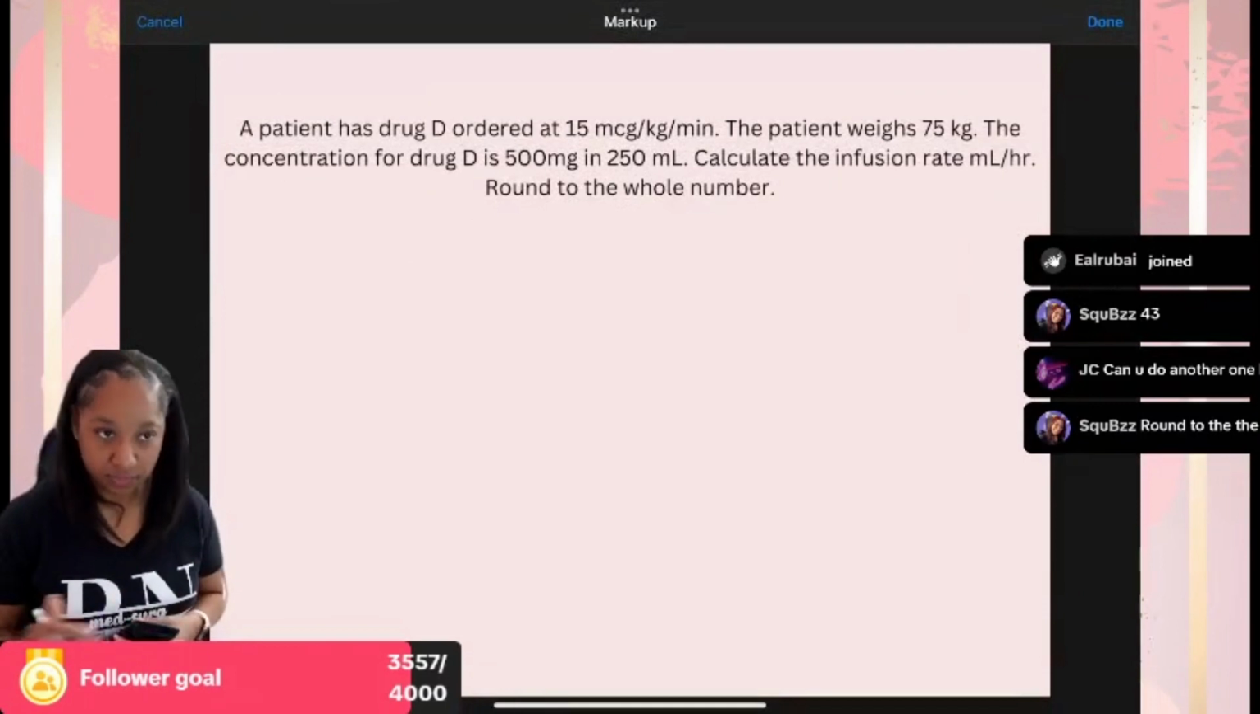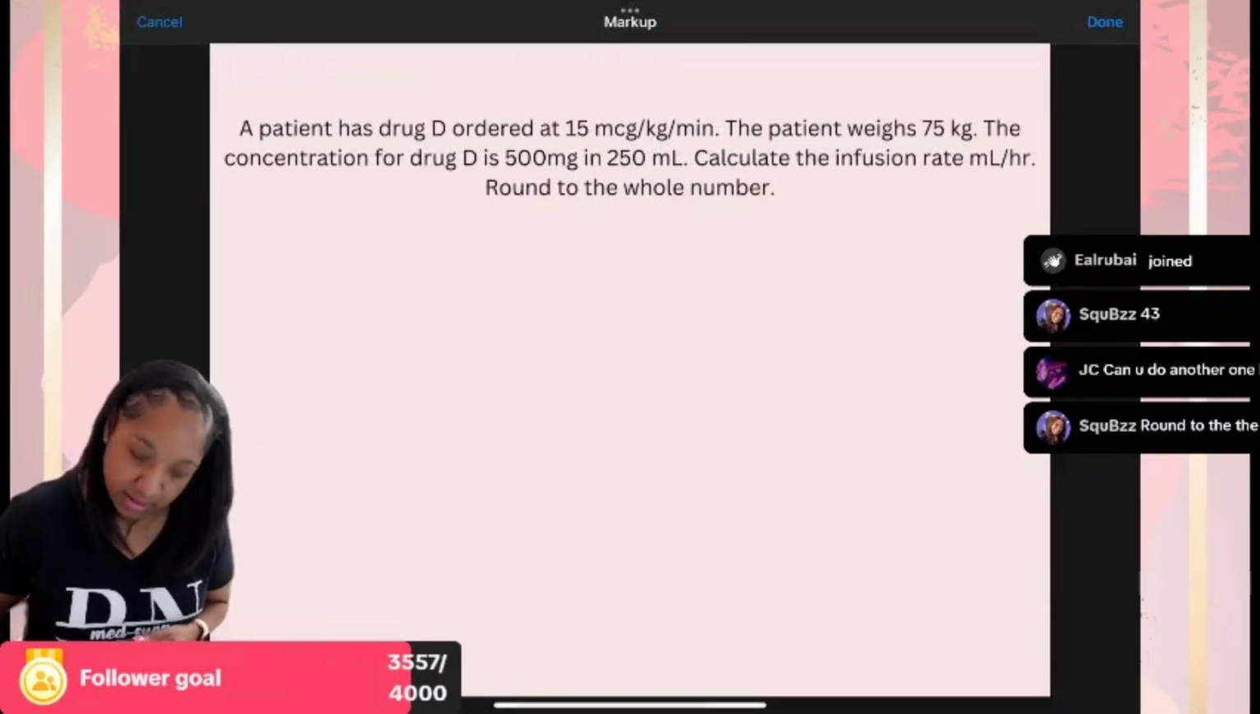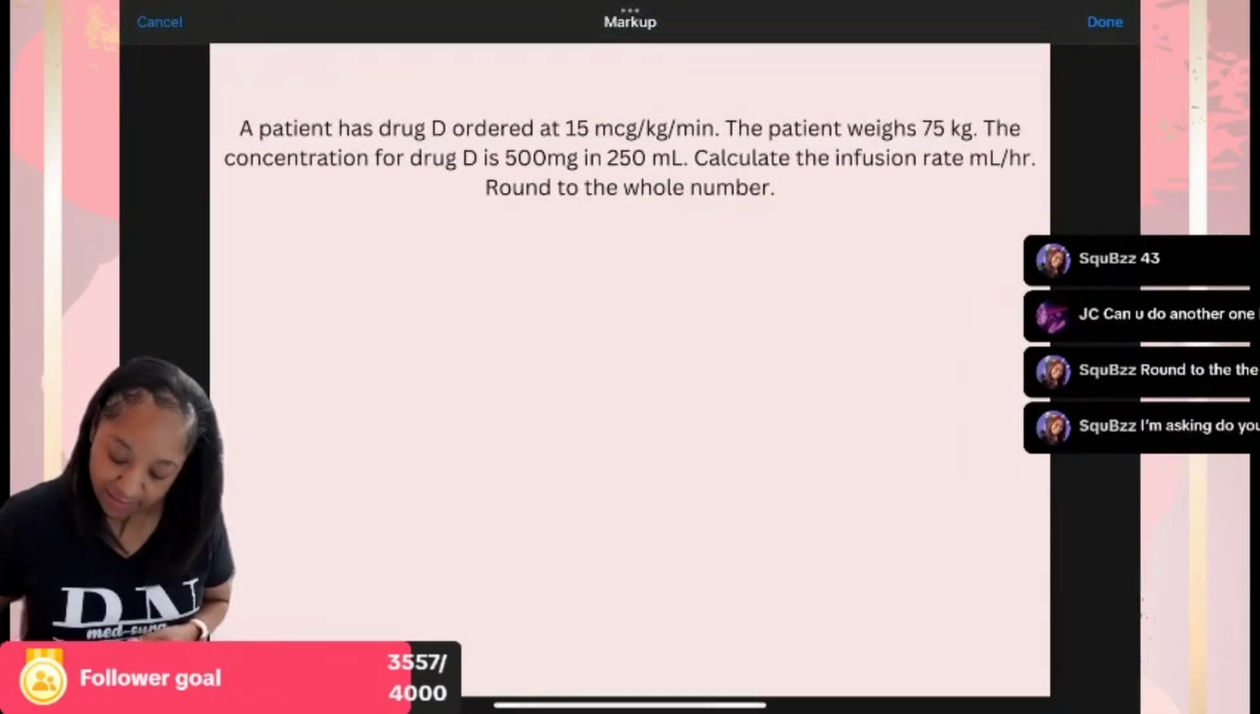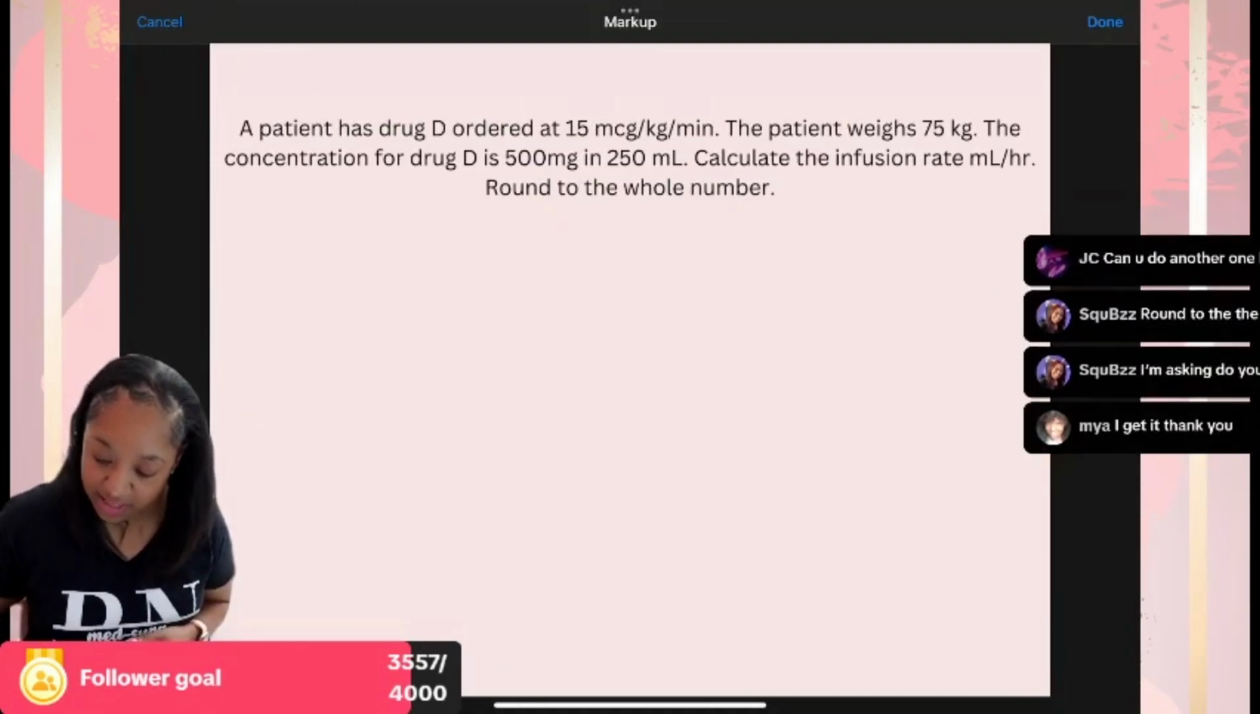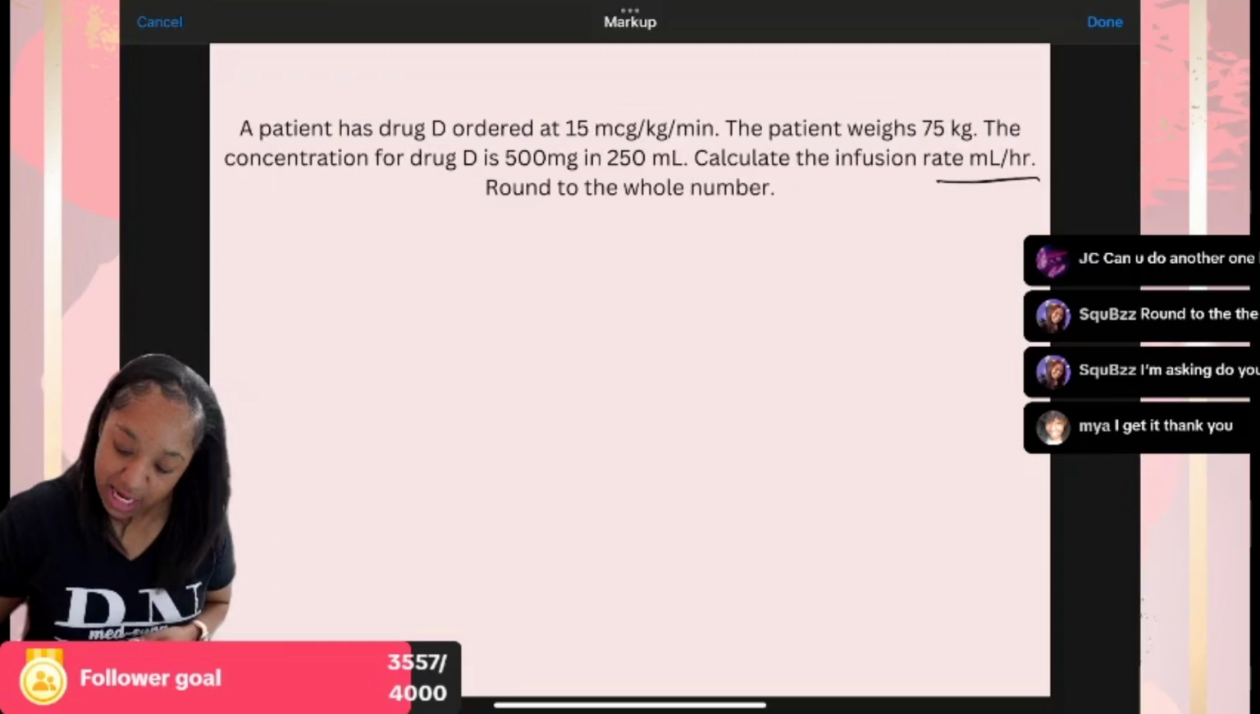And another one. A patient has a drug D ordered at 15 micrograms per kilogram per minute. Patient weighs 75 kilograms. The concentration is 500 milligrams in 250 mLs. Calculate the infusion rate, and we're going to round to the whole number.